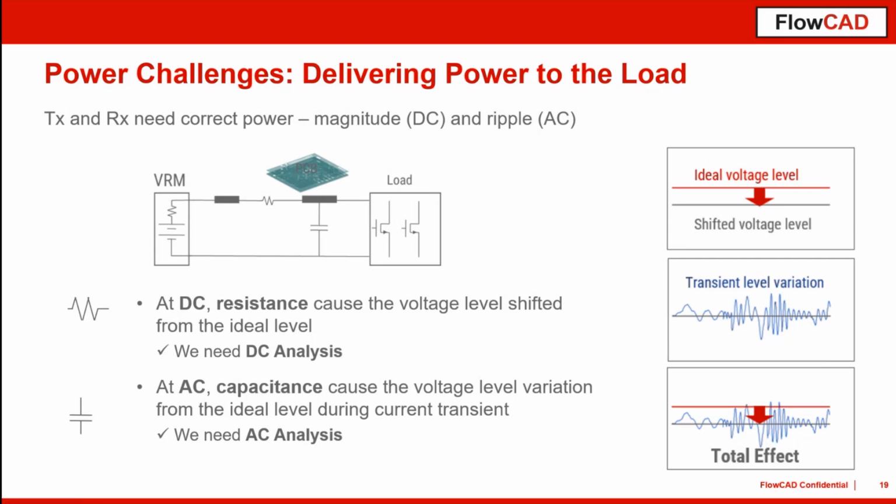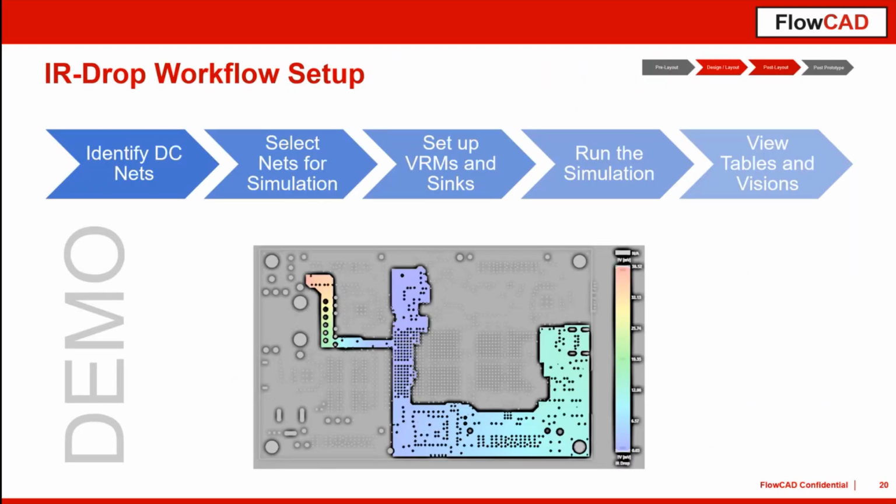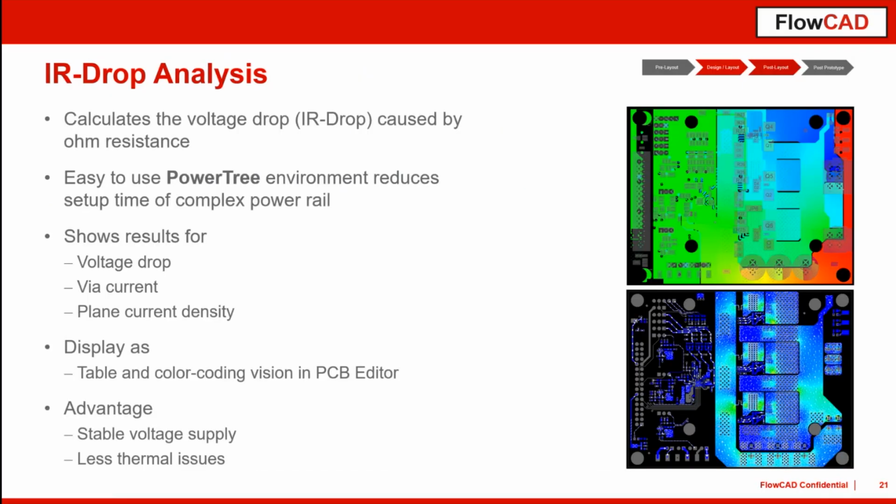And finally, we also have a new workflow that covers thermal, but we will see that a little bit later on. So in principle, the workflow itself, the step setup, is similar to the signal integrity workflows. But here, as mentioned in the introduction, we have to identify the DC nets because we want to analyze these voltage rails. And then, of course, select the nets, set up the voltage regulator and the loads, run the simulation. And then we can see what happened in our design.